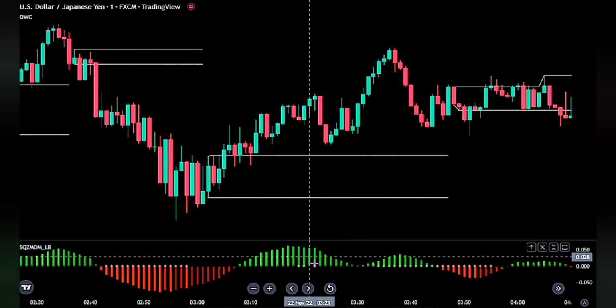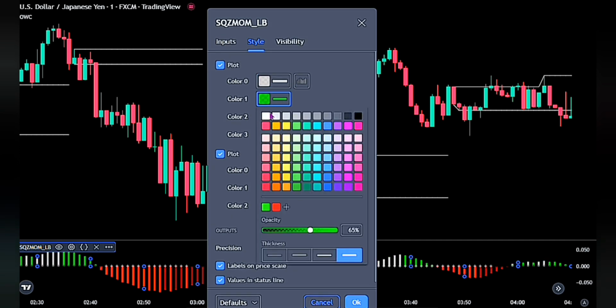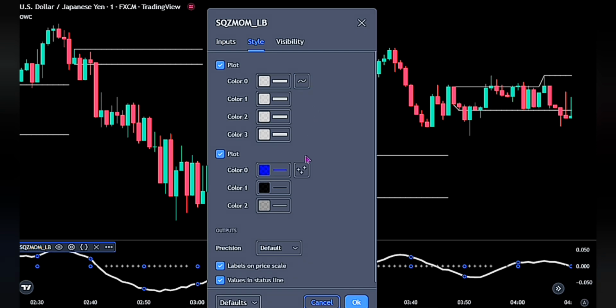For the Squeeze Momentum, I want you to bring up the indicator panel. On the style, I want you to change all the colors to white. Then for the second plot, I want you to untick it. Click on the OK button when you are done.